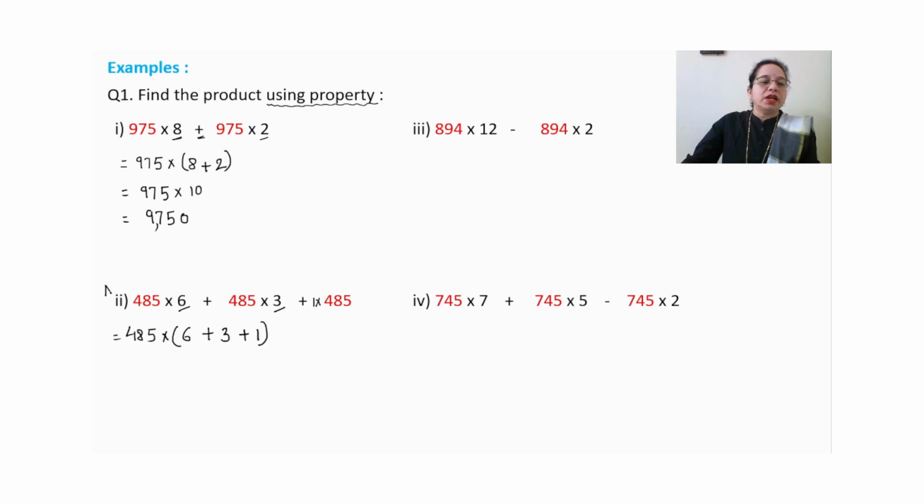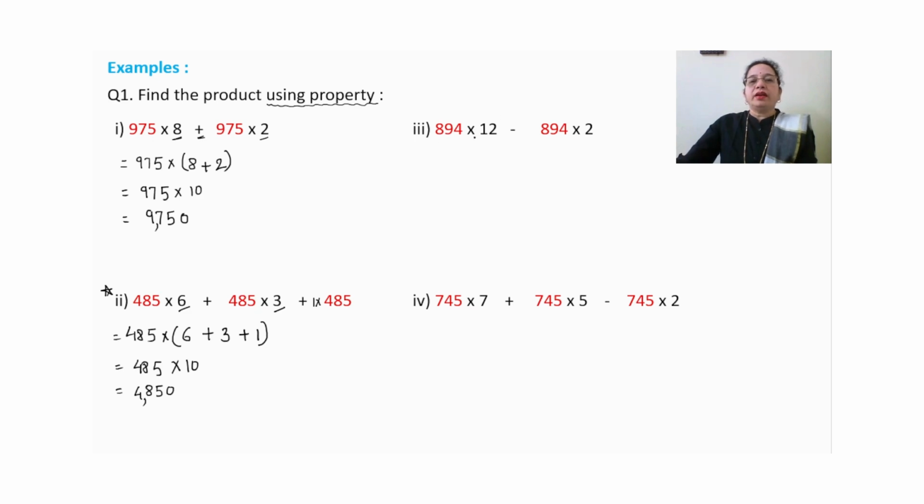Many students make mistakes in this type of question. Now inside the bracket we will add the numbers. 6 plus 3, 9 plus 1, 10. Again multiply by 10 means 485 and a 0, so 4850. You can solve these questions orally also, with mental calculation, to write the answer for fill in the blanks. Just now initially I am doing it with the proper method.